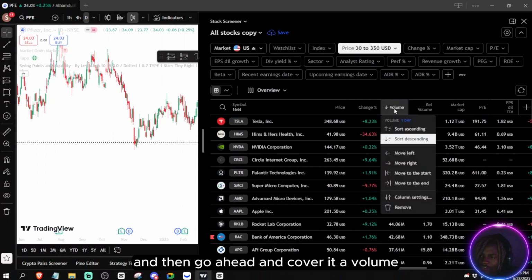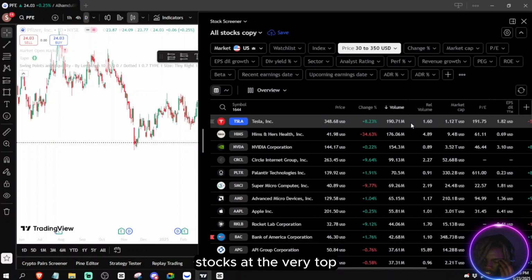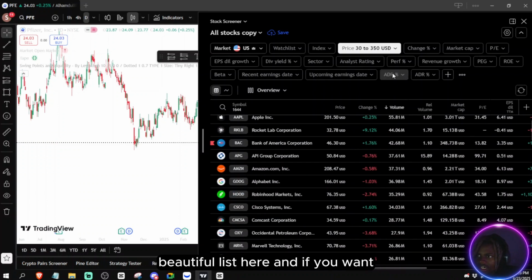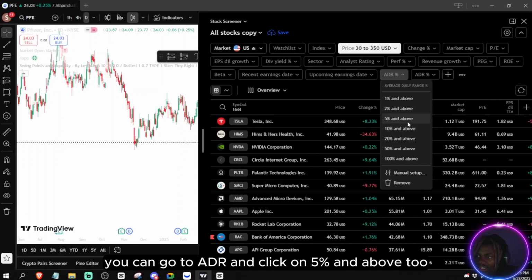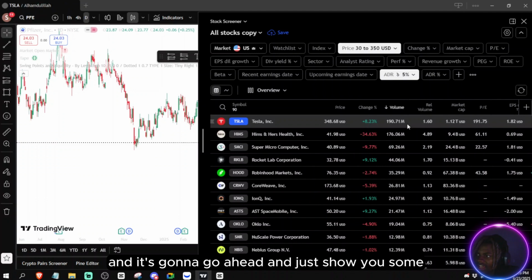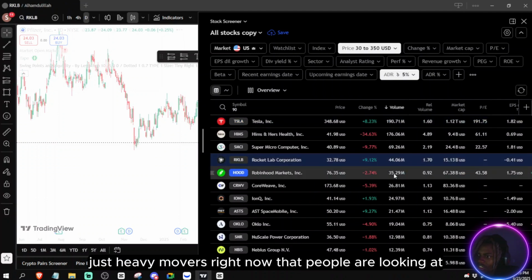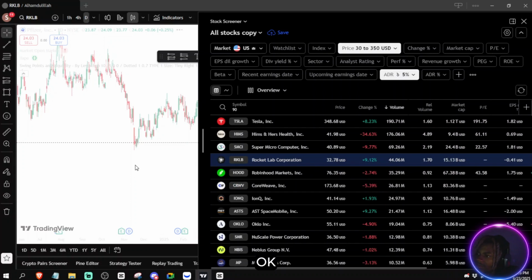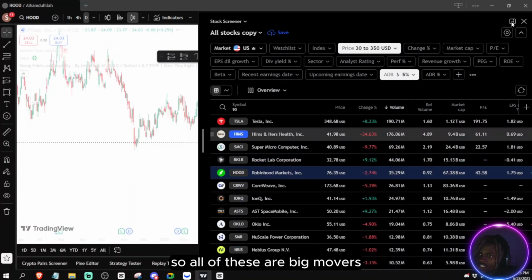And then come here to volume. Let's do sort descending. This is going to put the highest volume stocks at the very top, and you're pretty much going to have a long, beautiful list here. And if you want, you can go to ADR and click on 5% and above too. It's going to show you super heavy movers right now that people are looking at. Okay. And ADR stands for average daily range. So all of these are big movers, and we can stay within this section here.